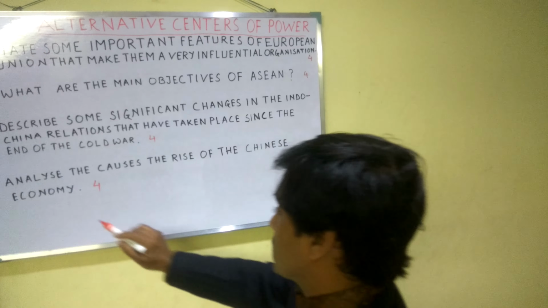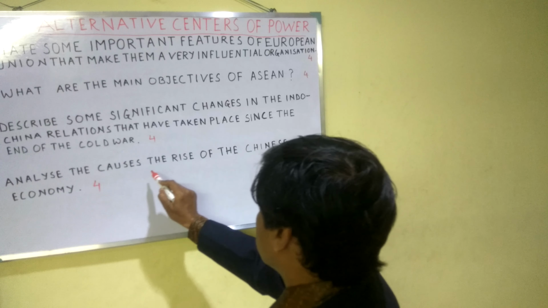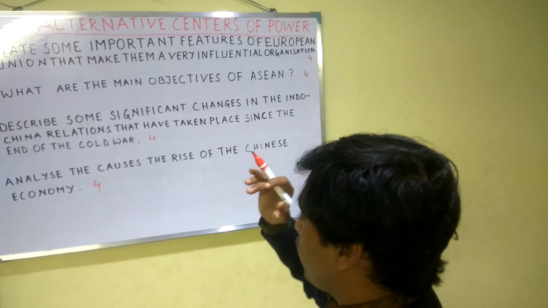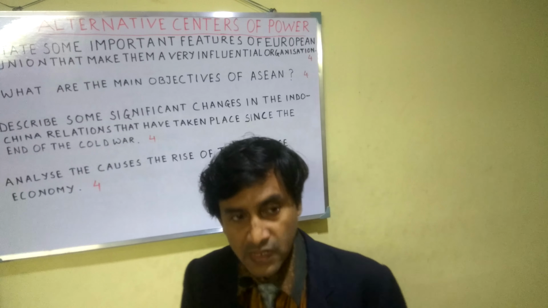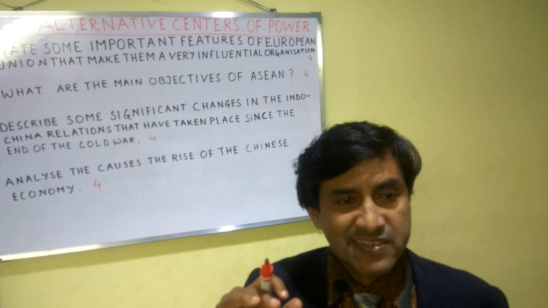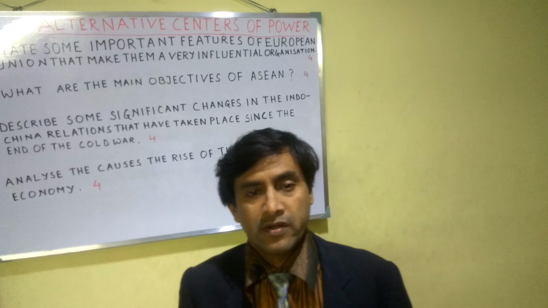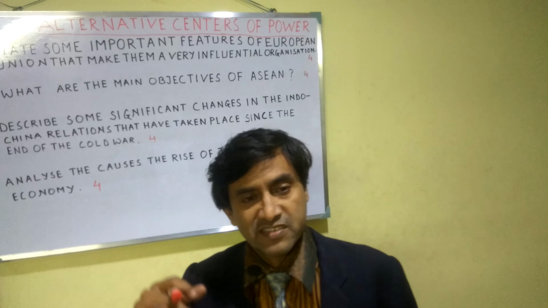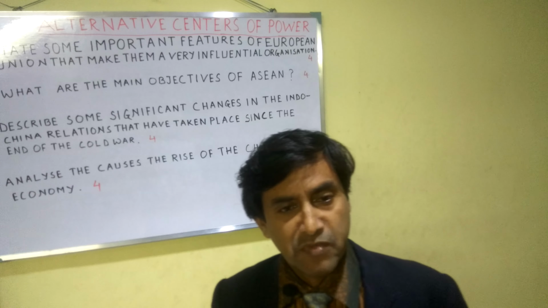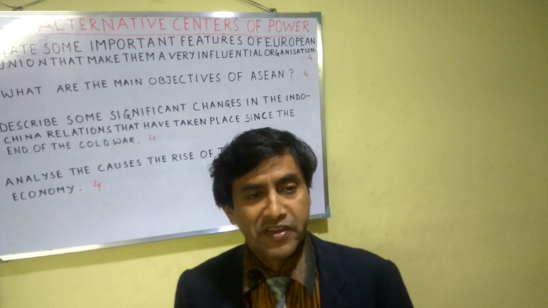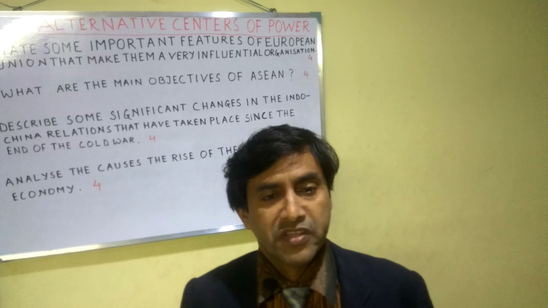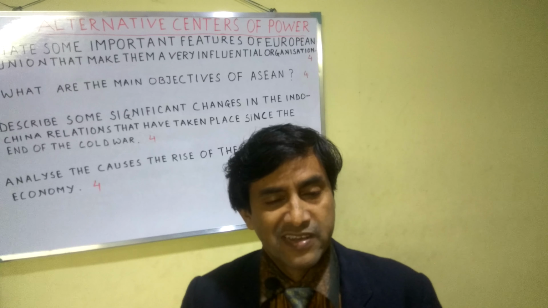Now next is question number 4. Analyze the causes of the rise of the Chinese economy. 4 marks and 4 points. How to write? Now, the answer is the Chinese took some major policy decisions which were the reason for the rise in the Chinese economy. Number 1, the first major decision was to end its political and economic isolation with the establishment of relations with the United States in 1972.